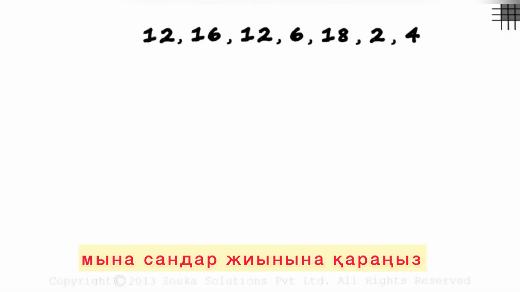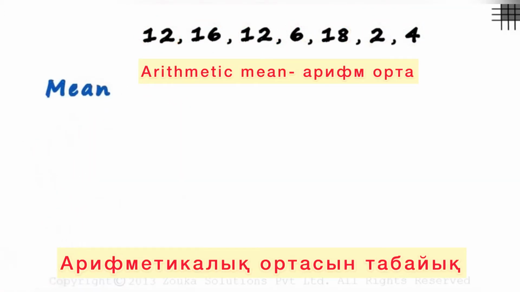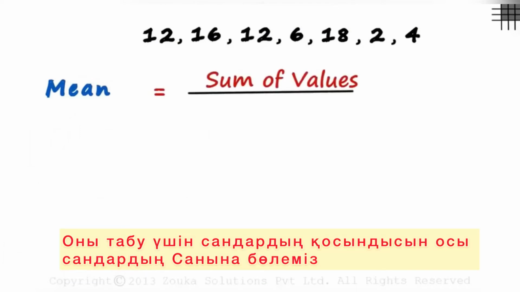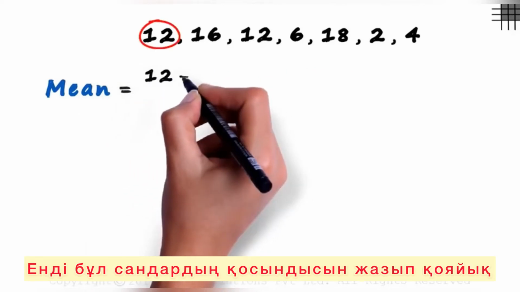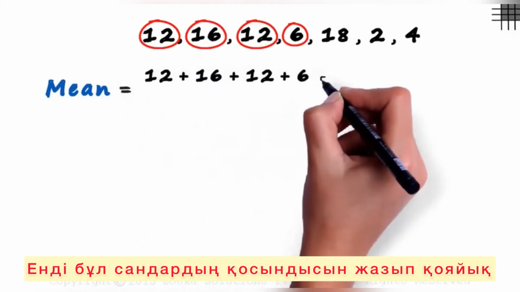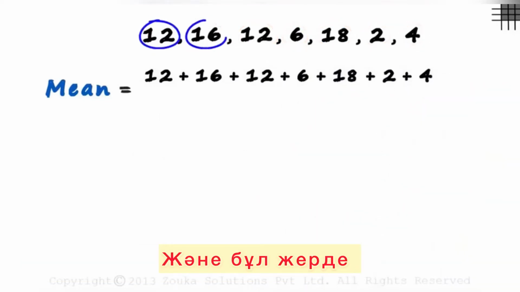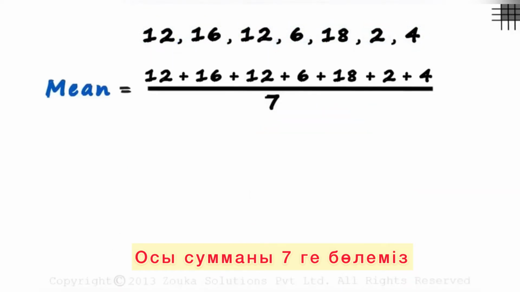Look at this set of numbers: 12, 16, 12, 6, 18, 2 and 4. Let's find out the arithmetic mean of these numbers first. We know that it equals the sum of values divided by the number of values. The sum of values would be 12 plus 16 plus 12 plus 6 plus 18 plus 2 plus 4. And there are 1, 2, 3, 4, 5, 6 and 7 values. We divide this sum by 7.